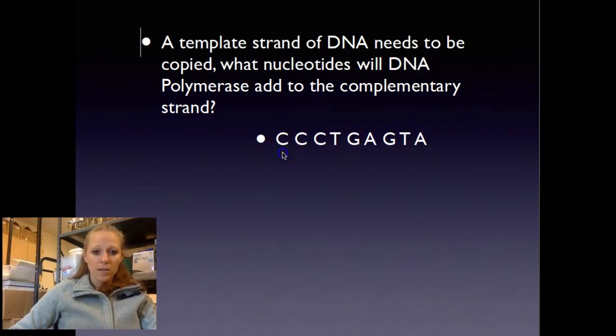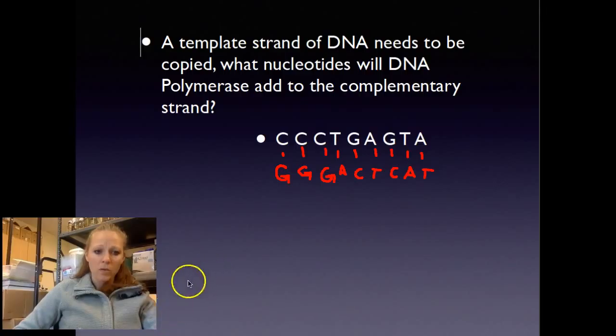Here we have C, C, C, T, G, A, G, T, A. So this is the template strand. This is what the original DNA strand says. And the complementary strand that DNA polymerase is making is going to be G. It finds the free-floating nucleotides and assembles them: G, G, G, A, C, T, C, A, T. And one last one.